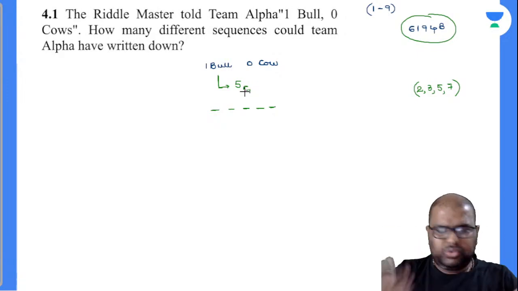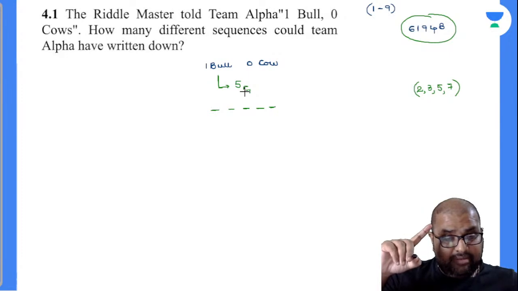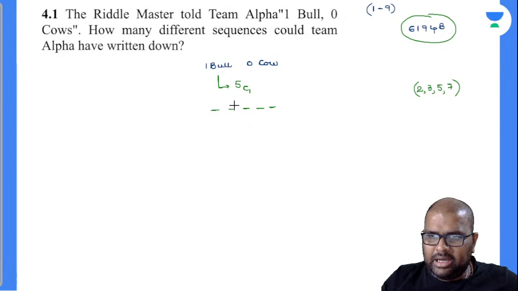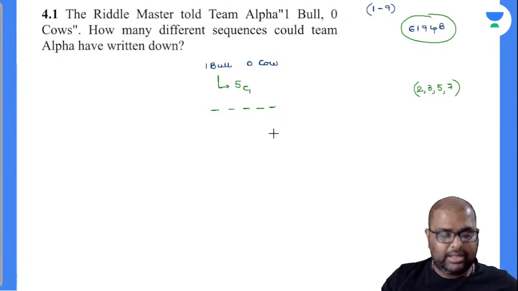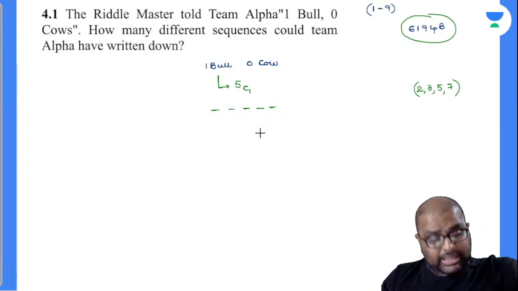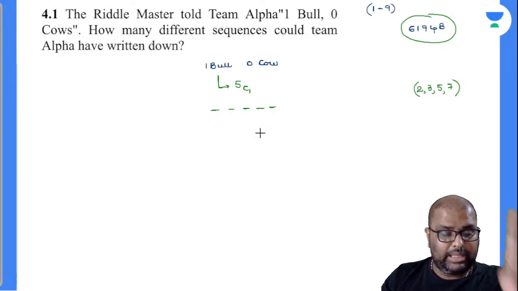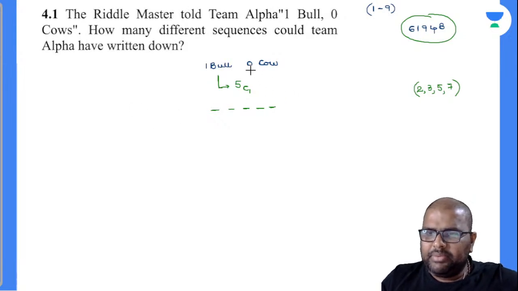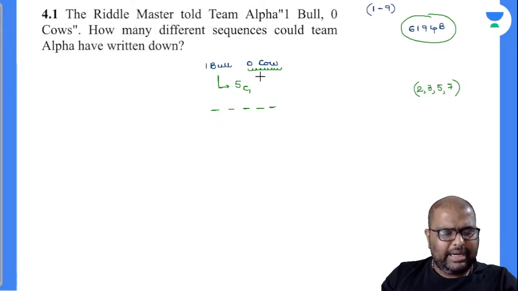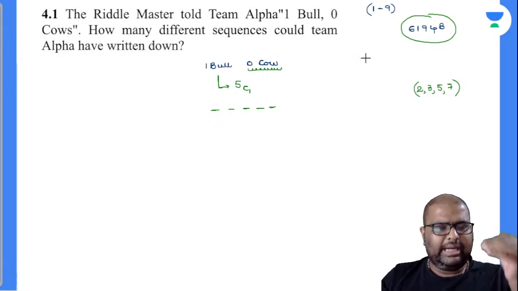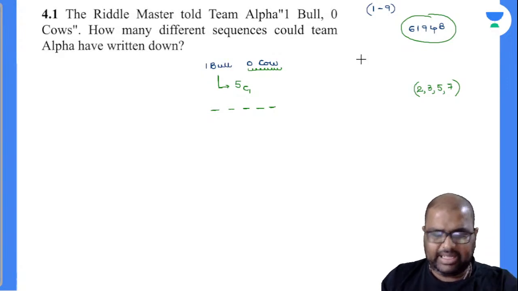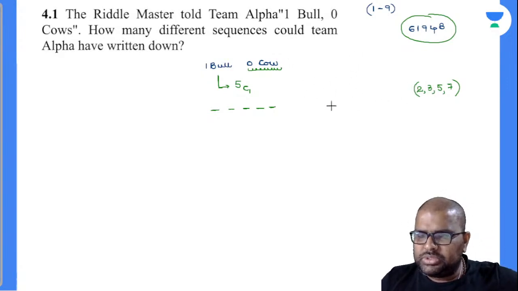So there cannot be a doubt like, arey sir, where will this number be? Either here or here or here or here or here. There is no such chance because you know the position also. Bull means you know the number, you know the position. So 5C1, done, perfectly done. Now what about 0 cows? What 0 cows means is you didn't identify a correct number in a wrong position. First of all, you didn't identify the correct number. So you have to choose the remaining 4 numbers.